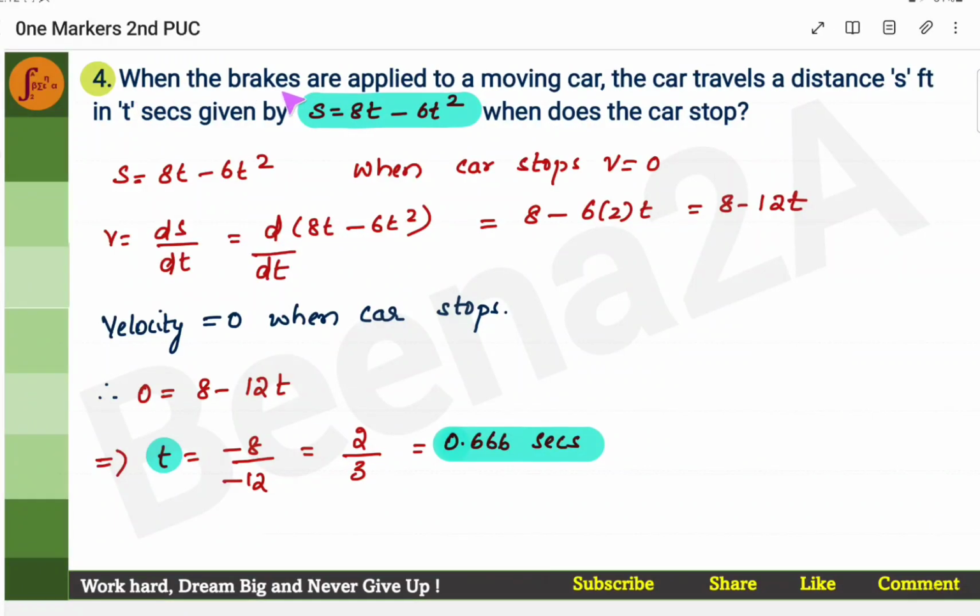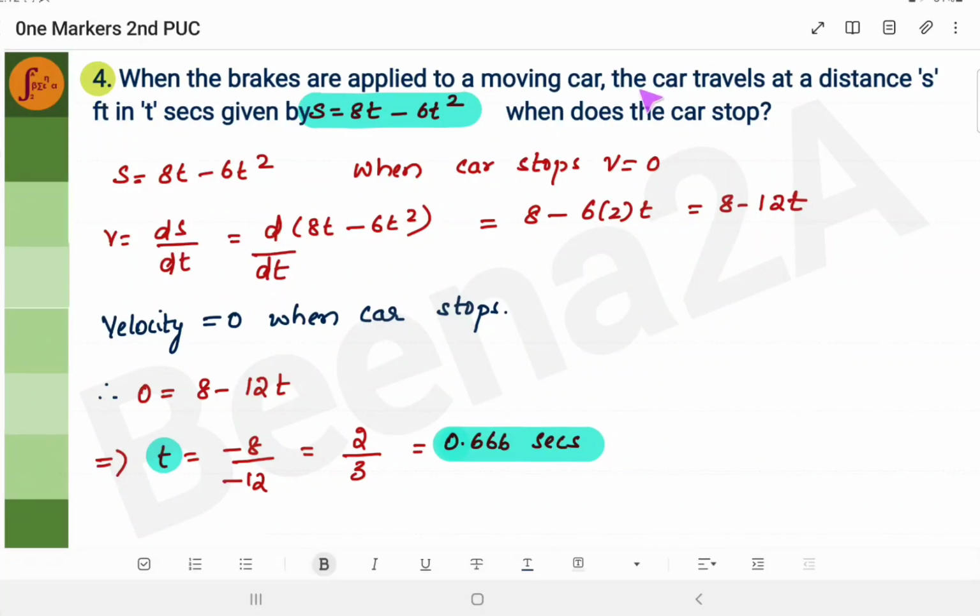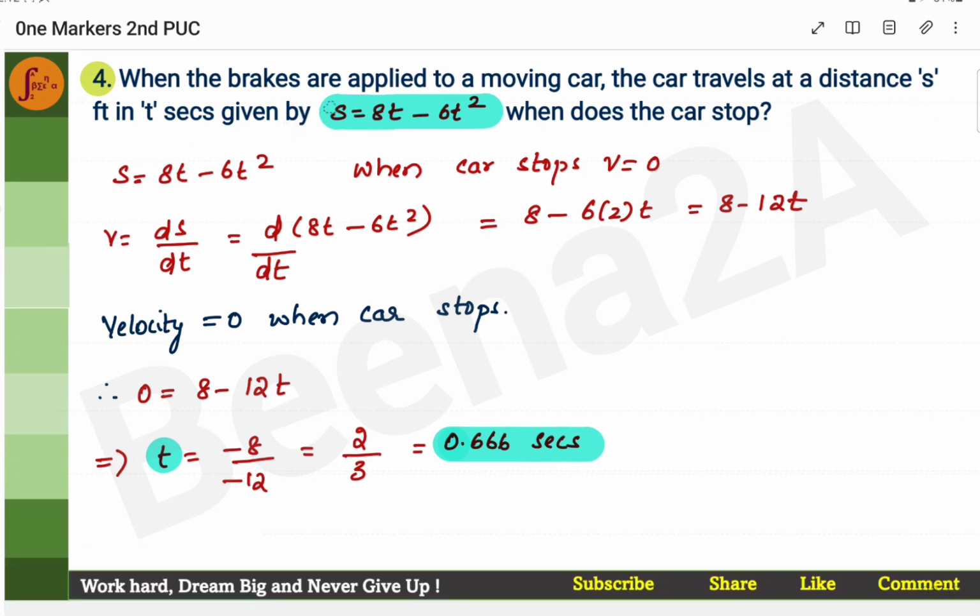Next question. When the brakes are applied to a moving car, the car travels a distance s feet in t seconds, given by this particular expression. When does the car stop? So you're applying brakes to a moving car. The car would have traveled some distance s in t seconds, and the displacement is given as this particular function. When does the car stop? When means you have to find time. You need to find time when the car stops.